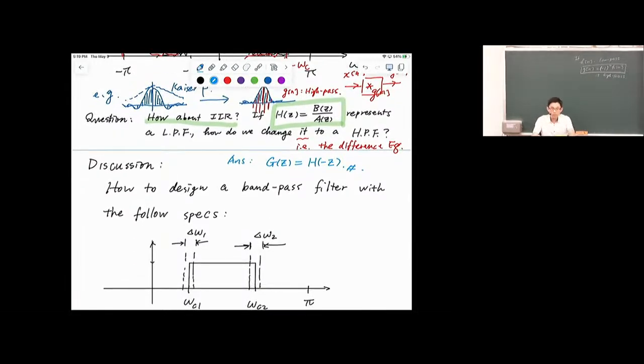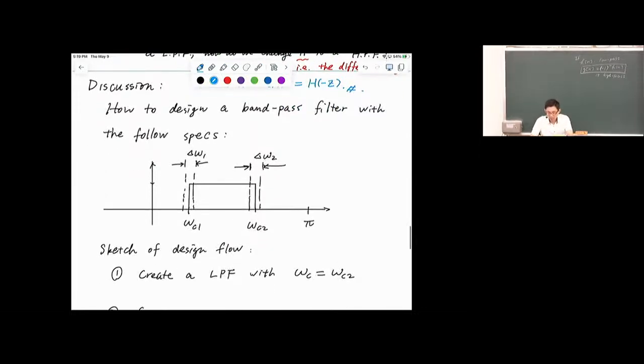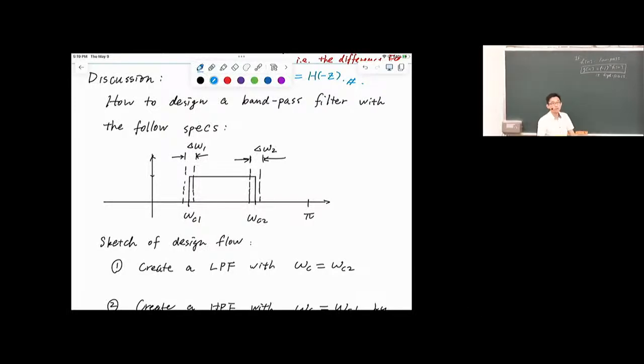But now, seriously, we're probably running out of time. The general principle: now you have learned how to design a low-pass filter, let's say with a cutoff frequency at omega c2, and you also learned how to design a high-pass filter. If you know how to design a low-pass filter and a high-pass filter, automatically you should know how to design a band-pass filter, simply by putting them in cascade. First low-pass, then high-pass, or it doesn't matter. Or put them in parallel.